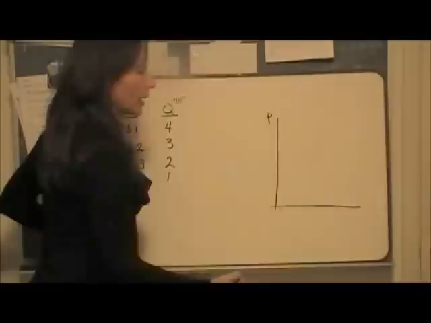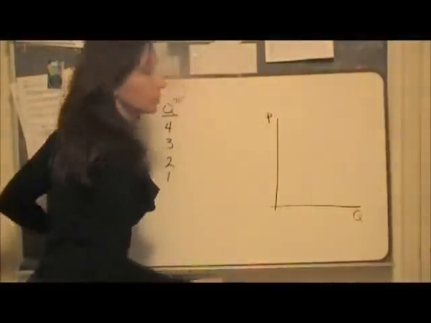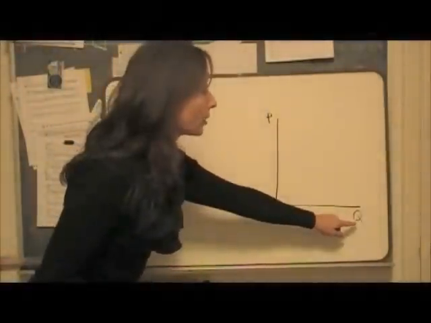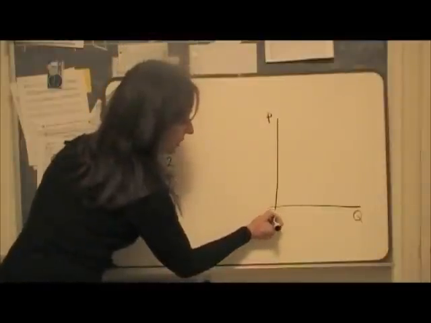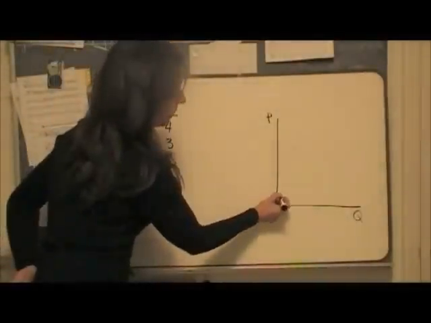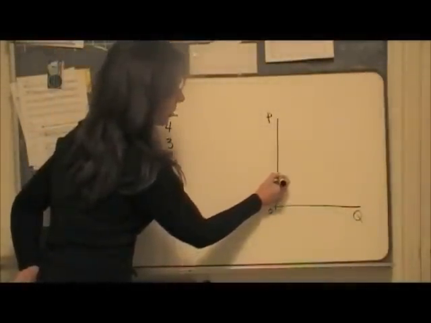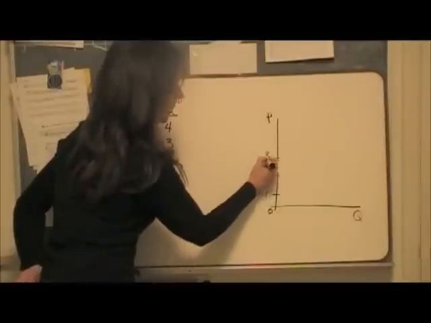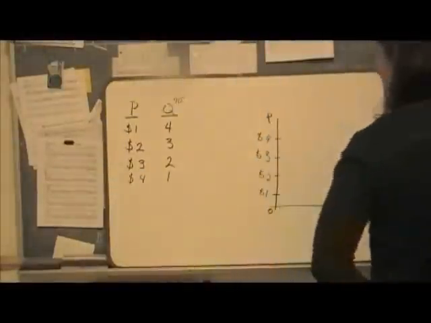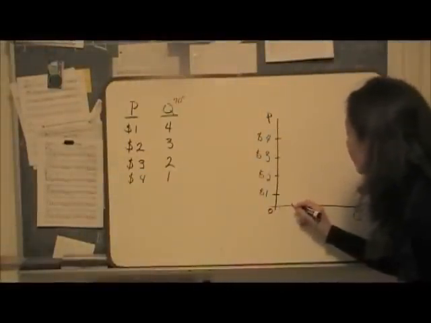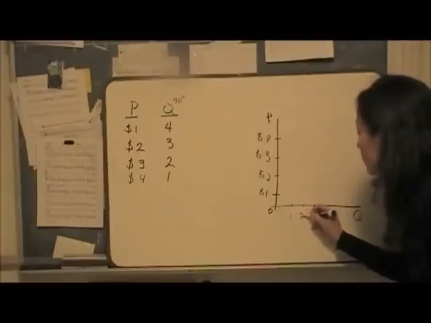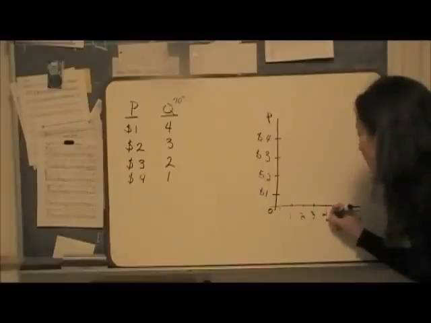Remember that price goes on the y-axis and quantity goes on the x-axis. Always in economics, price is on the y-axis and quantity is on the x-axis. Remember that 0 is our origin, and as we go away from the origin, our numbers get bigger. Okay, so prices are $1, $2, $3, and $4. Okay, and let me come over to this side. And the amount of ice cream, we're going to graph it here. 1 ice cream cone, 2 ice cream cones, 3 ice cream cones, 4 ice cream cones.